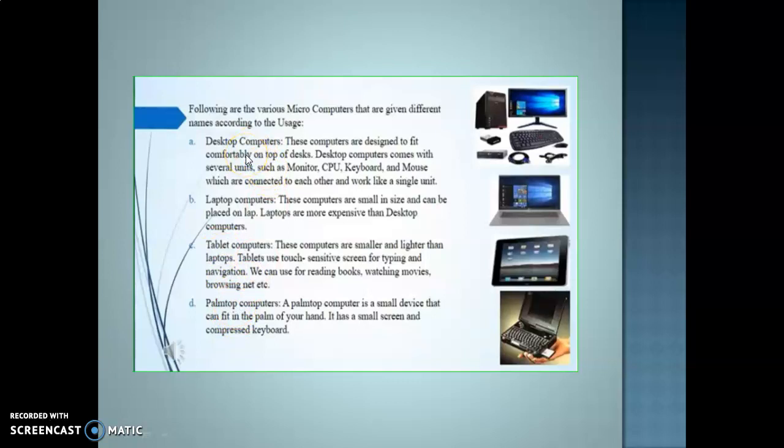Desktop computers, you already know, the computer which we can keep on the desk. The laptop computer, a computer which we can place on our lap. The tablet computer is lighter than the laptop computers, and the palm-top computer is a computer that fits on our palm of hand.